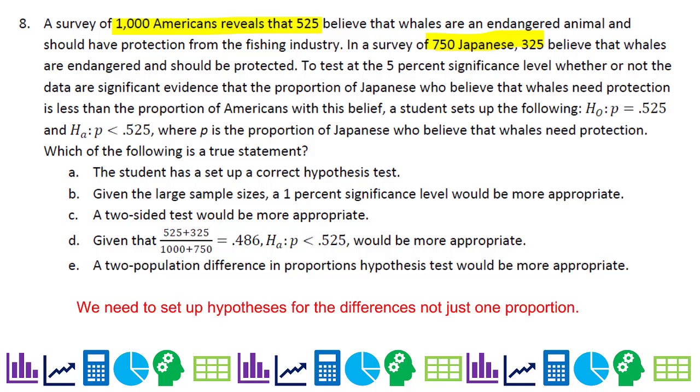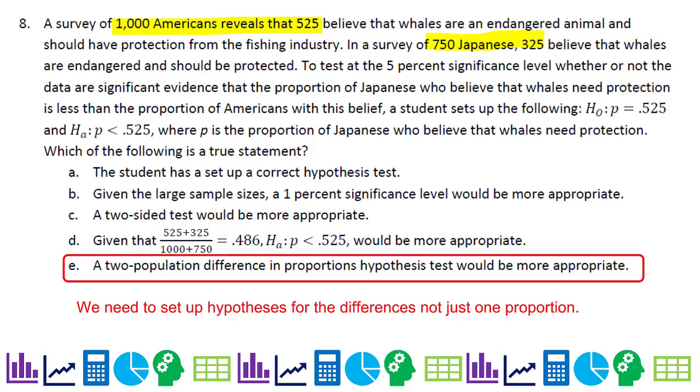Which of the following is a true statement? Well, we need to set up a hypothesis for the differences, not just one proportion. So it's not A, it's not B, it's not two-sided. We're wondering if it's less. So C, it's not C. And we don't want to combine the proportions. What we're trying to do is a difference of proportions. So we would say proportion of Japanese is less than, I would say the proportion of Americans minus proportion of Japanese would be greater than 0. So it's really a two population difference in proportions hypothesis test.